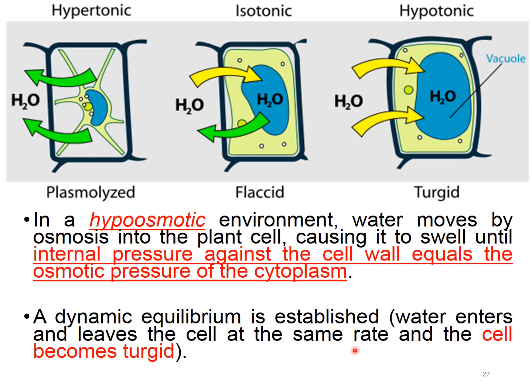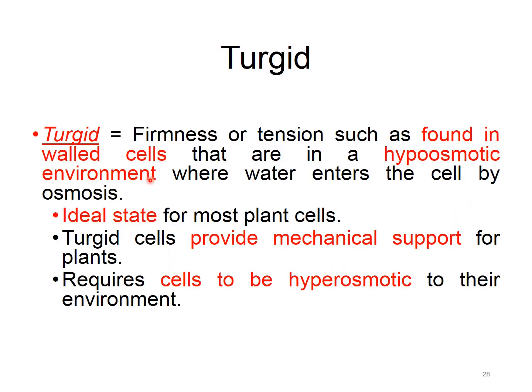And we say the cell then becomes turgid. What is meant by turgid is firmness, or tension, such as found in walled cells that are in a hypoosmotic environment. This is an ideal state. This is the best condition for the plant cell.